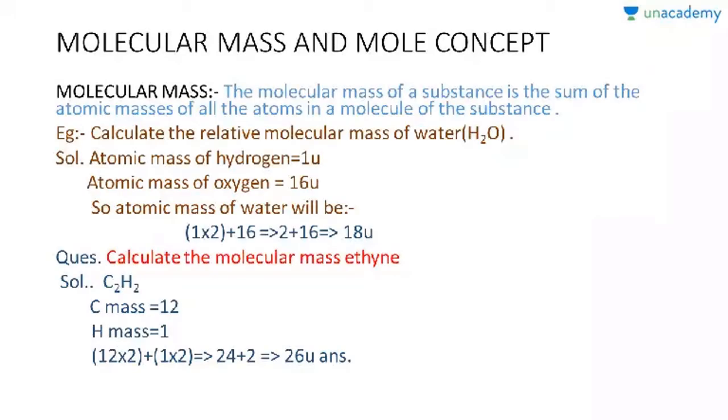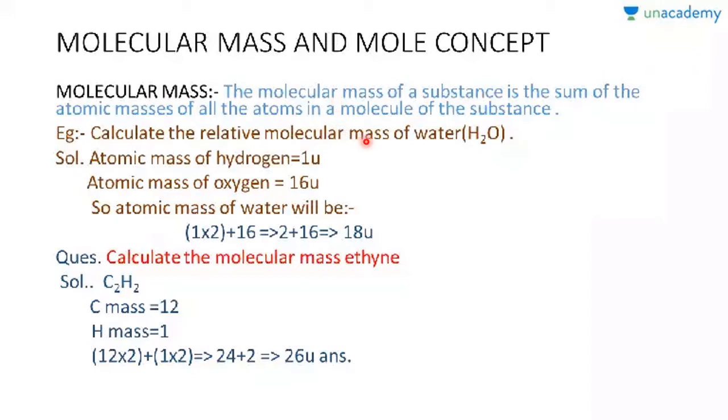First, let us learn what molecular mass is. The molecular mass of a substance is the sum of the atomic masses of all the atoms in a molecule of the substance. In that molecule, however many atoms there are, all those you have to add, as I told you. So the word used is sum of atomic masses. That is called molecular mass. And for this we require the molecular formula.